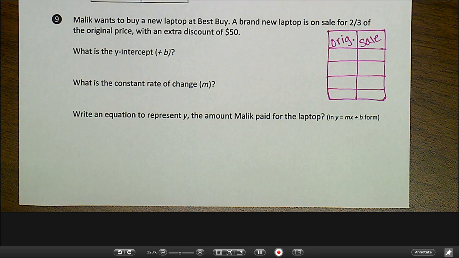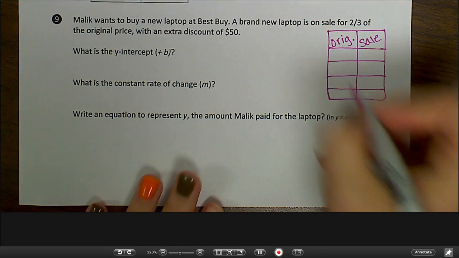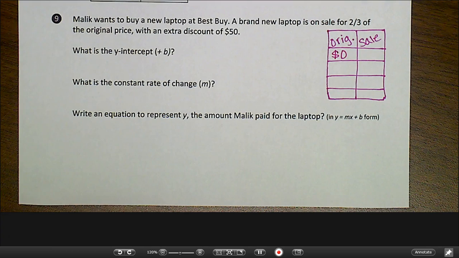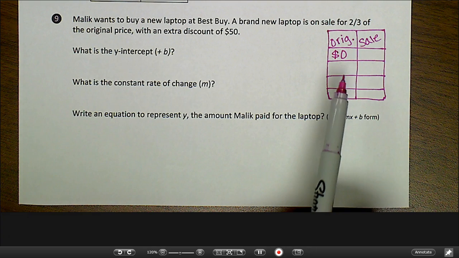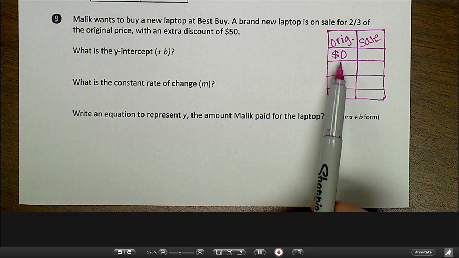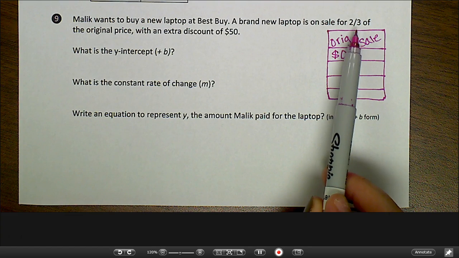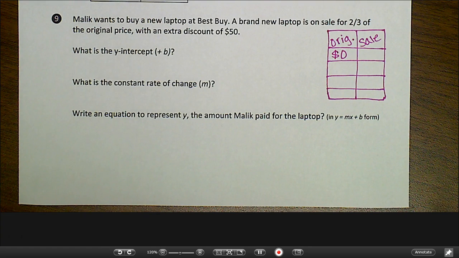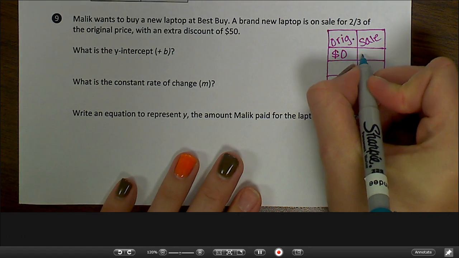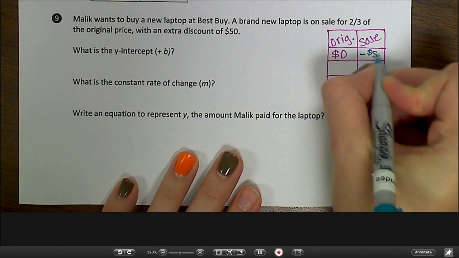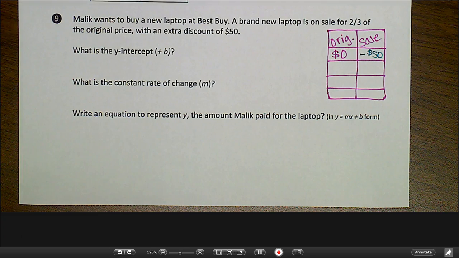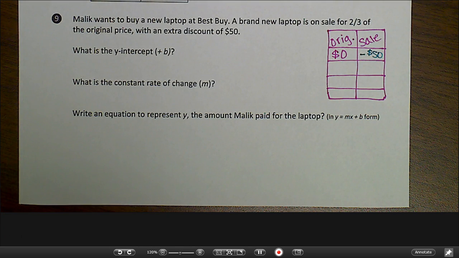So let's just say, just for the sake of finding our y-intercept and finding out if this is proportional or not, let's just make the original price $0. So I know that would never happen, but let's just say hypothetically, if the original price was $0, then we'd be paying 2/3 of that. 2/3 of 0 is 0. And then an extra discount of $50. So that means I'd actually be paying negative $50. They'd actually be giving me $50 to take this laptop. So I know that would never happen. But let's just say.